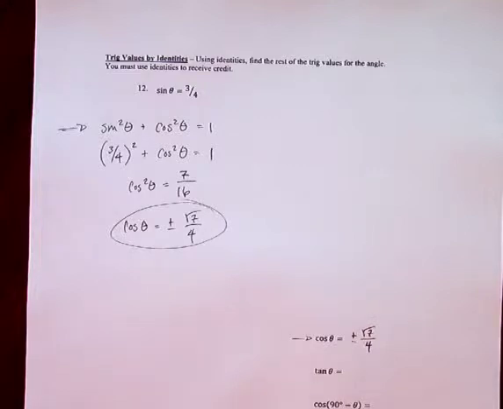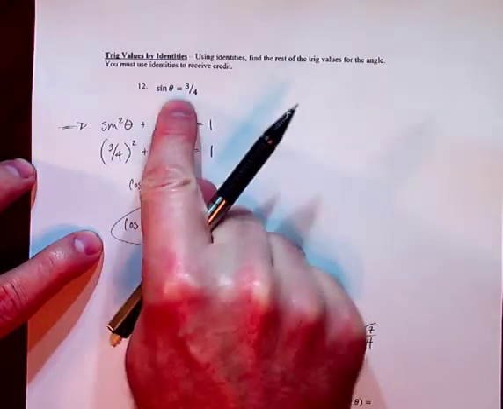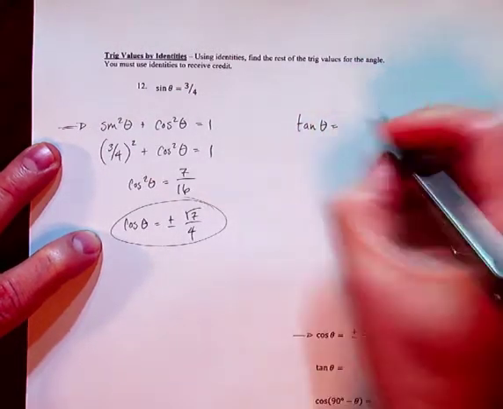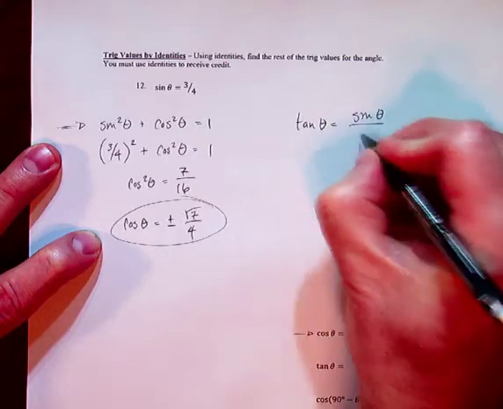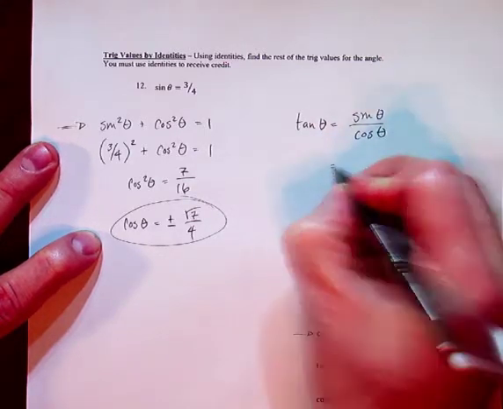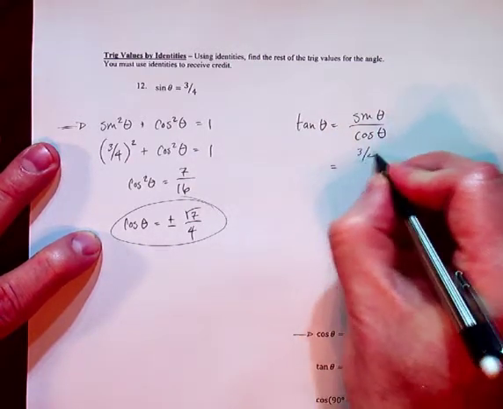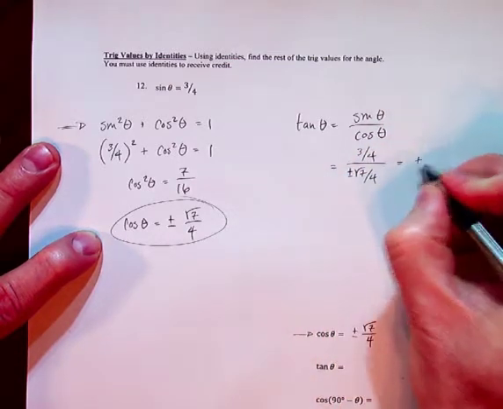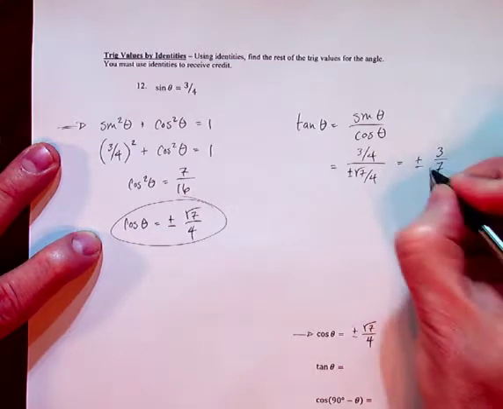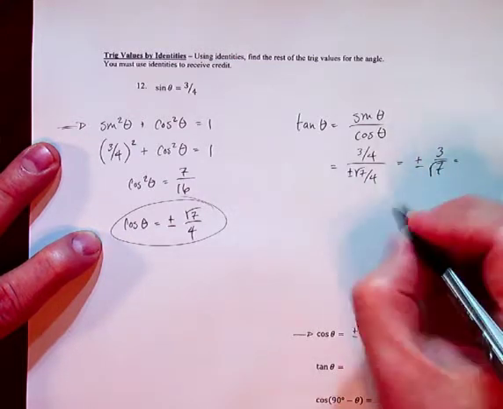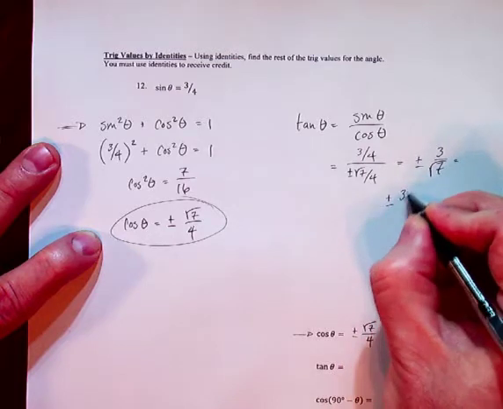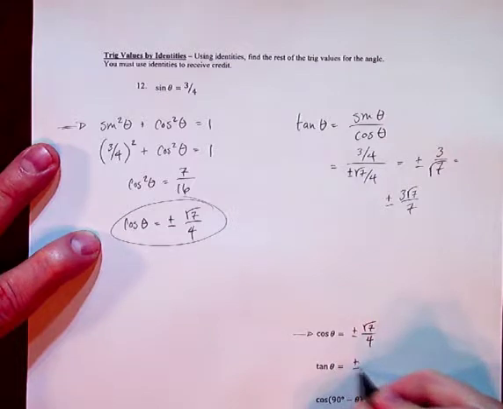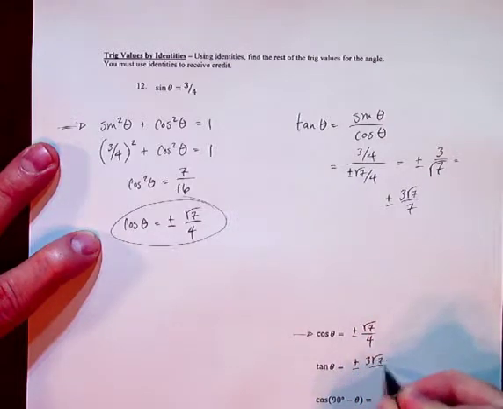Now that I have cosine and I already have sine, I know that tangent of theta is equal to sine over cosine, and therefore it's equal to 3/4 over plus or minus √7/4, so you get plus or minus 3 over √7, or plus or minus 3√7/7. And that is, of course, what should have gone here.